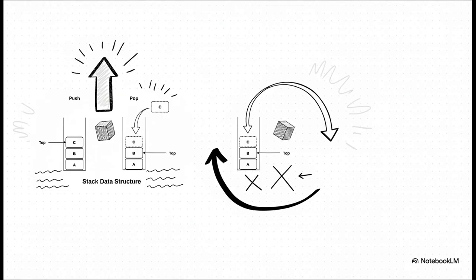And this shows you the only two moves you're allowed to make. You push to add a new item to the very top, and you pop to remove that top item. That's it. All the action happens at one end. You can't just sneak a tray out from the middle of the stack, and it's the same deal here.